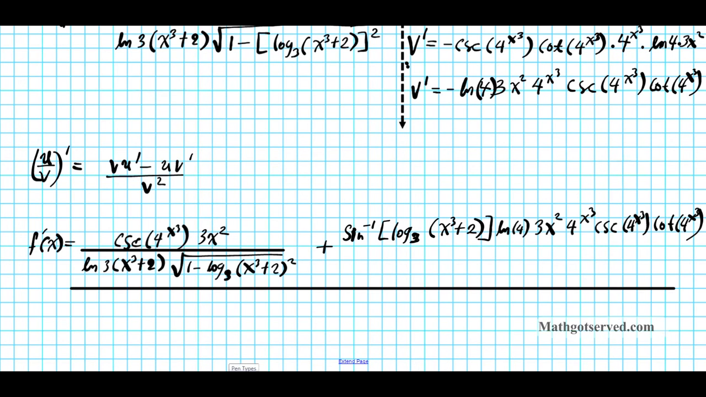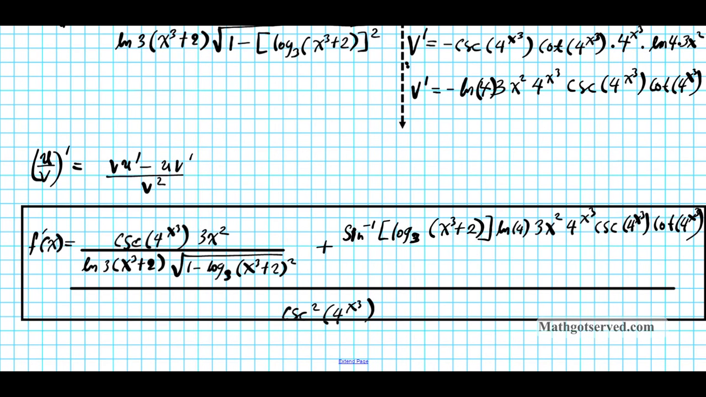So v squared is simply cosecant squared of 4 to the x to the third. Okay, so that's it. You don't have to simplify it any further. This is good enough. So all right, let's go ahead and consider the next question, problem number 3.